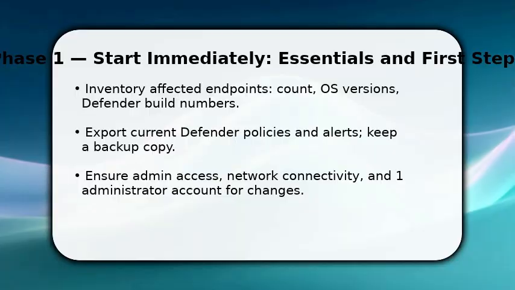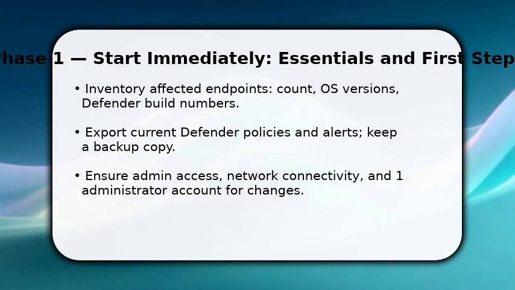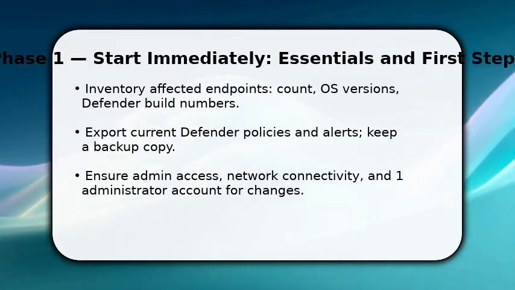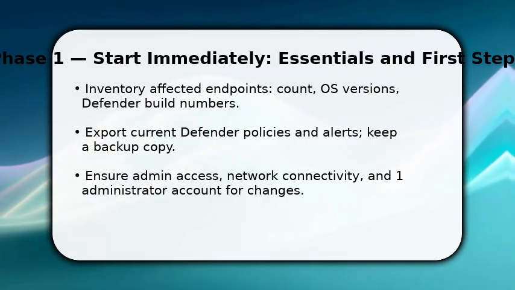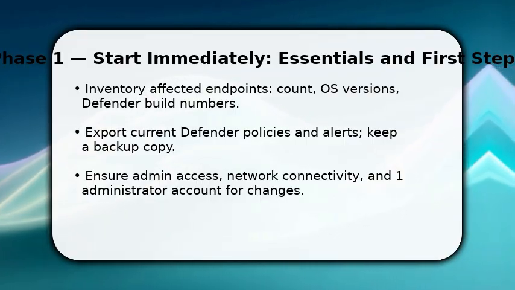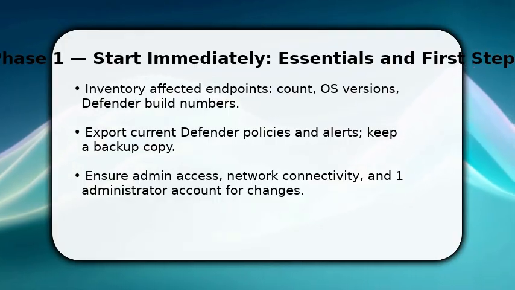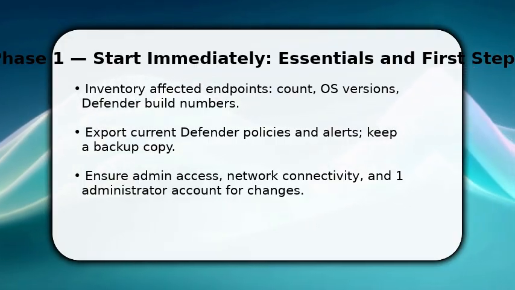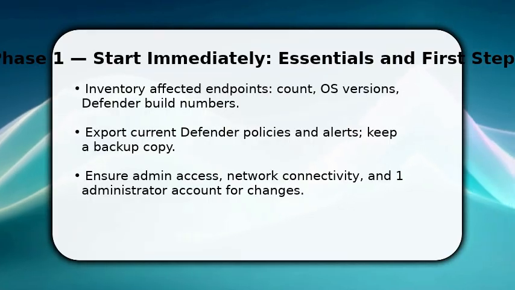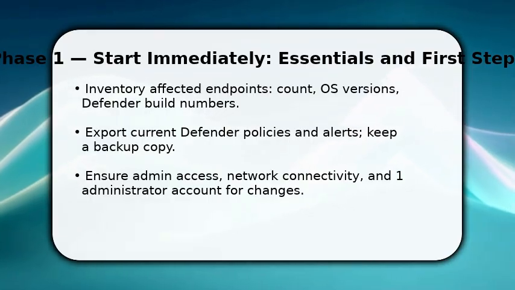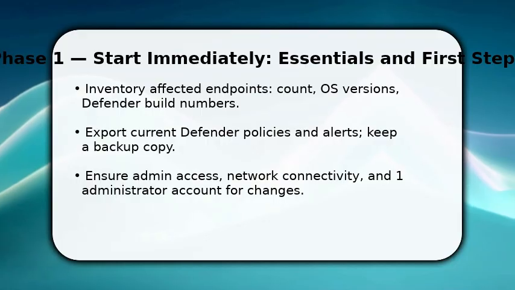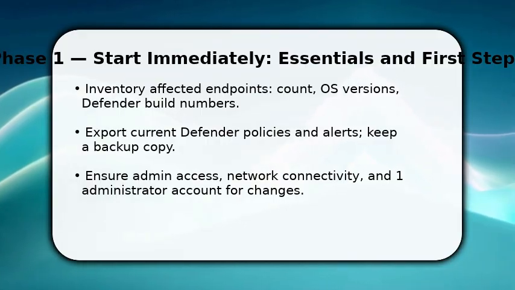Enjoy the video. You begin by confirming prerequisites and taking immediate action. First, gather an inventory of affected machines so you know scope and priority. You need OS versions and Defender builds. Once done, export current Defender policies and alert logs to a secure location because you may need to revert settings. Make sure you have one administrator account with network access to apply changes.